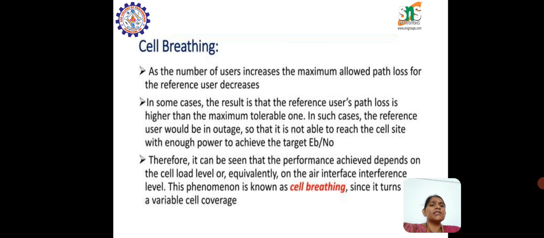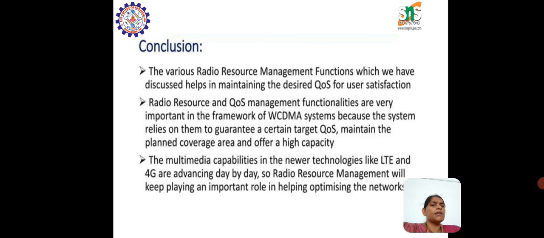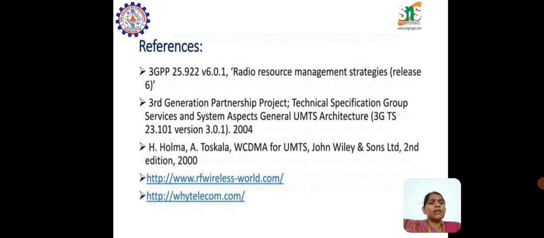Next is cell breathing. Cell breathing depends upon the cell load level and the air interference level. This phenomenon is called cell breathing. So the main conclusion is the various radio resource functions which we have discussed help in maintaining the quality of service for user satisfaction. The multimedia capabilities of newer technologies like LTE and 4G are advancing by the day. So radio resource management will keep playing an important role in helping optimize the network.